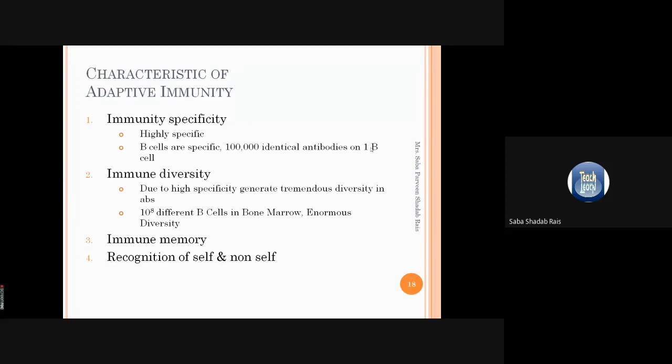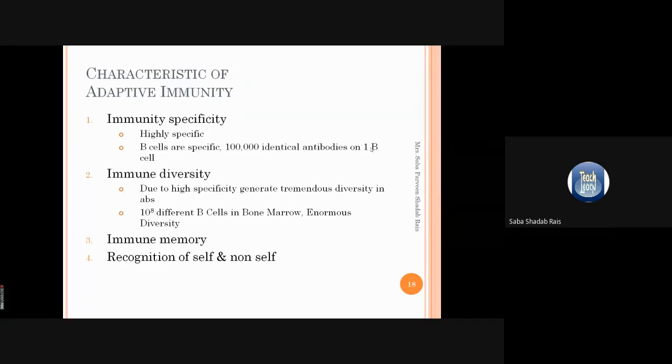Now when we talk about immune diversity, diversity means having various forms. If it is specific, a special antibody will be formed for the special type of antigen. So a tremendous diversity of antibodies will be found. It is believed that more than 10 to the power 8 different B cells are present in the bone marrow, and they are responsible. One B cell, we can see, can produce approximately lakhs of antibodies.